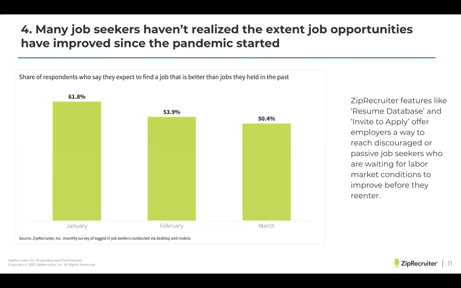As well, many job seekers haven't realized the extent to which job opportunities have improved since the pandemic started. Back in January, respondents showed that they expected to find a job that is better than the job they had previously. That is shrinking. At ZipRecruiter, we feature a resume database and invite to apply to encourage people who might have been passive job seekers, or applied in the past and are waiting for labor market conditions to improve before they re-enter. Unfortunately, at this time, it's still shrinking, even in the month of April.